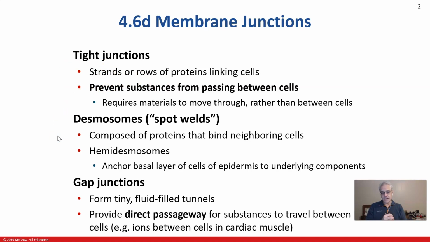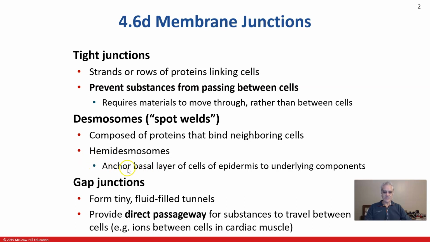Desmosomes, I think a good way to think about this is it's a spot weld. It's a small little area where proteins will bind the cell membrane of one cell to another cell, but they're not as tight as a tight junction. They're more spread out. There are gaps in between spot welds. So they do hold the cells together. They give them shape and substance, but they can allow things to get between the cells into wherever is behind the cells, right? This is one of my favorite words in all of physiology, all of anatomy, hemidesmosomes. Love that word.